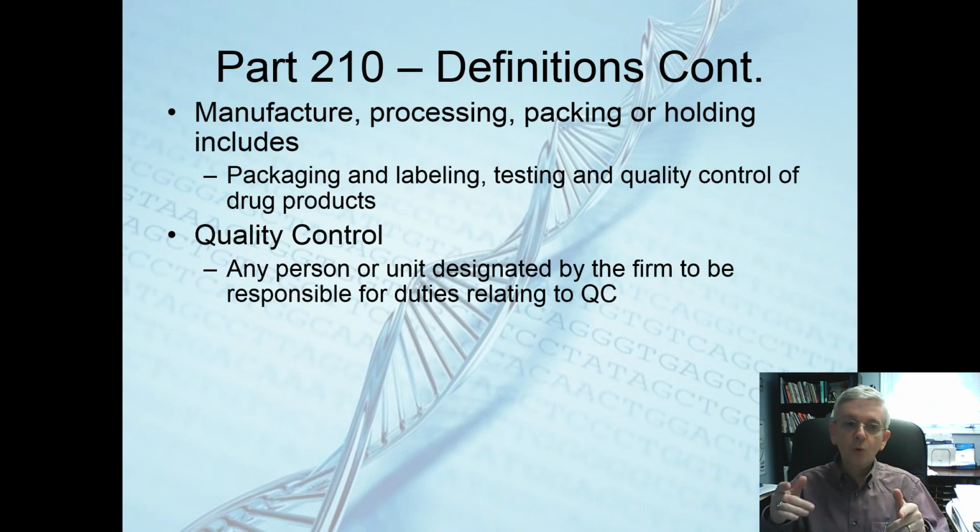Quality control is any person or unit designated by the firm to be responsible for those duties relating to quality control. Now, the thing that you will not find defined in the drug GMPs is QA, quality assurance. Quality assurance didn't exist at the time in which these GMPs came about, and it's been a number of years ago now. And so right now you have QC.